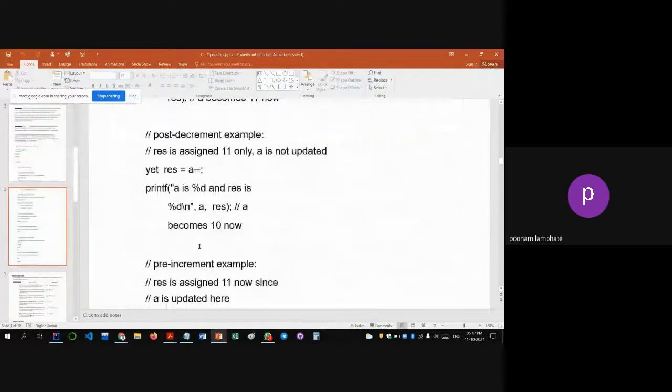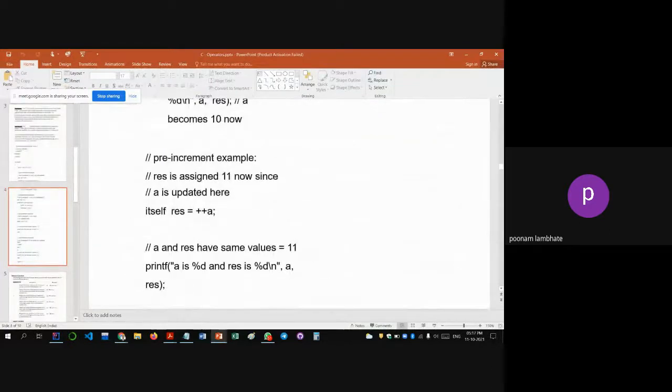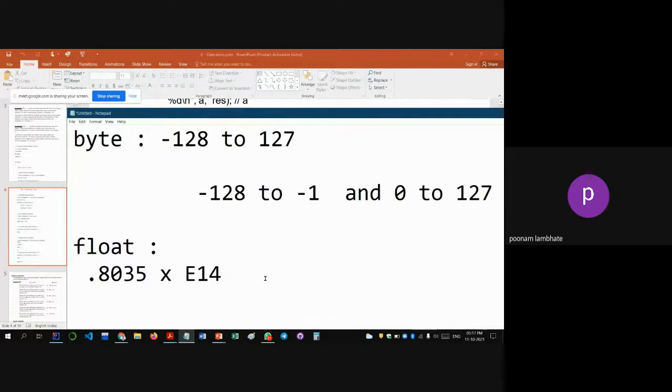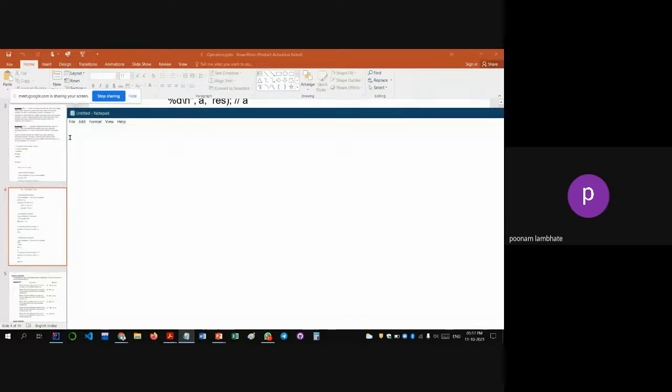I'll send you these notes. Before that, let us see some practical examples. When you're doing x plus plus, it is the same as doing x is equal to x plus 1. And when you're doing plus plus x, it is the same as doing x is equal to x plus 1. But there is a small difference.